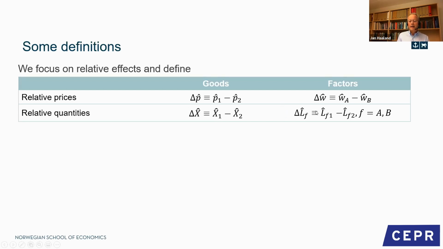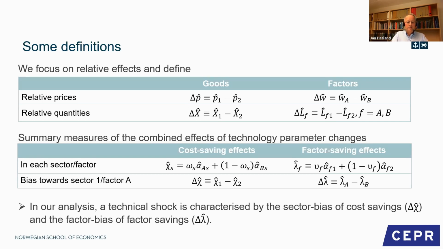And delta LF is the relative employment effect in sector 1 relative to sector 2. So if delta LF is positive, say for factor A, then the employment of factor A goes up in sector 1 and down in sector 2. So these are some of the measures we are going to focus on. And we're going to look at the effects of various combinations of factor augmenting changes. And we use these summary measures to capture the combined effect of technical parameter changes.